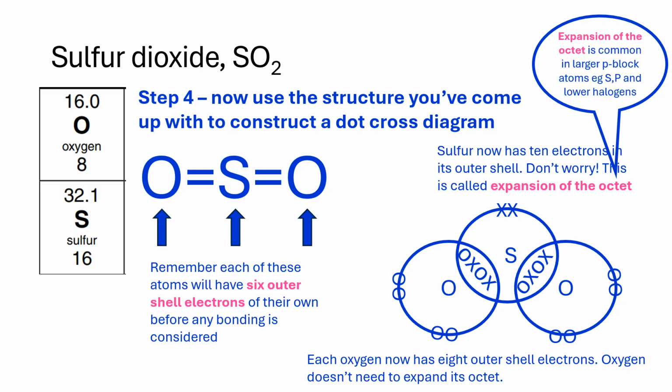Now, like I said, expansion of the octet is common in larger p block atoms, such as sulfur and phosphorus and some of the lower halogens. You don't need to go massively into it at A level, just accept that it happens. It's one of those slight quirks of the way atoms actually bond when you look at them in a more advanced way.